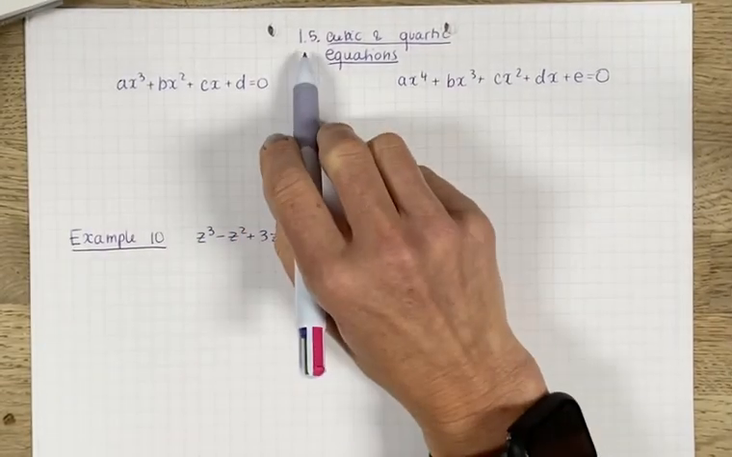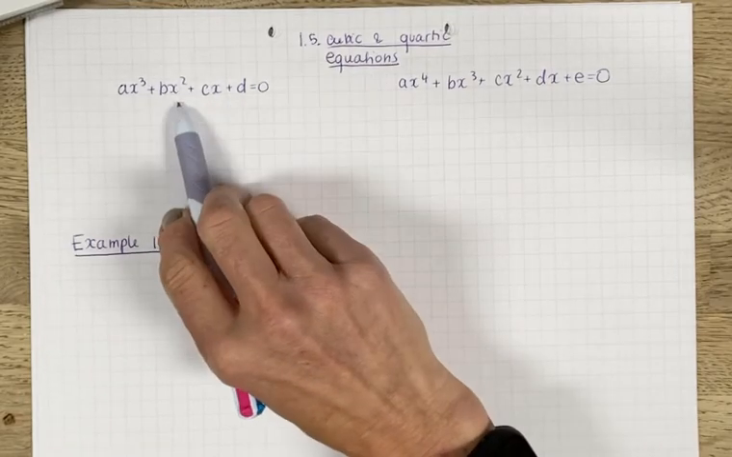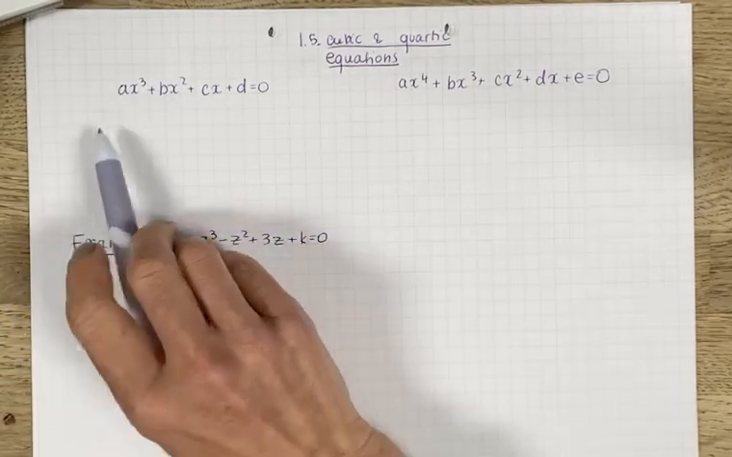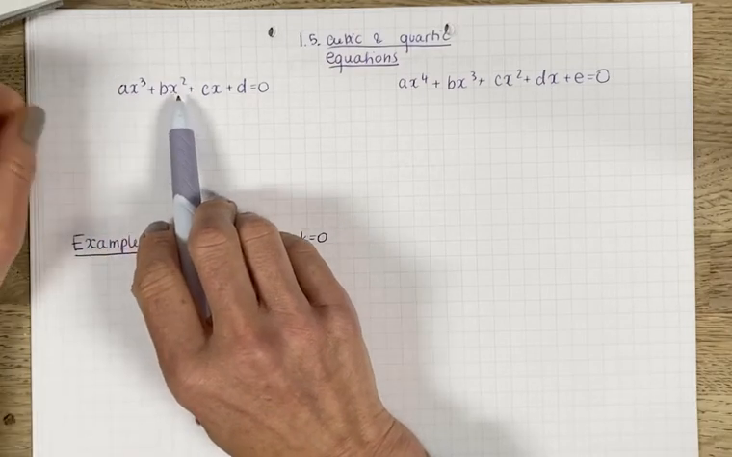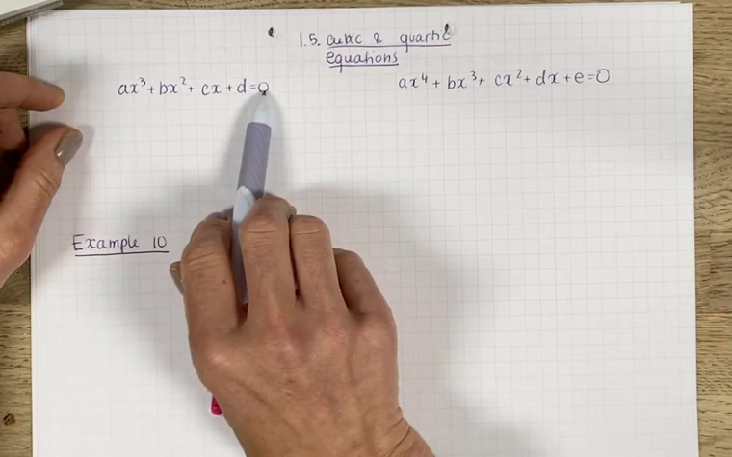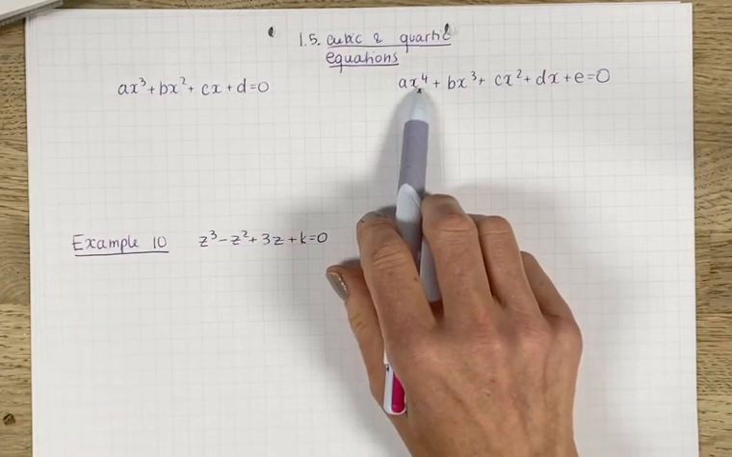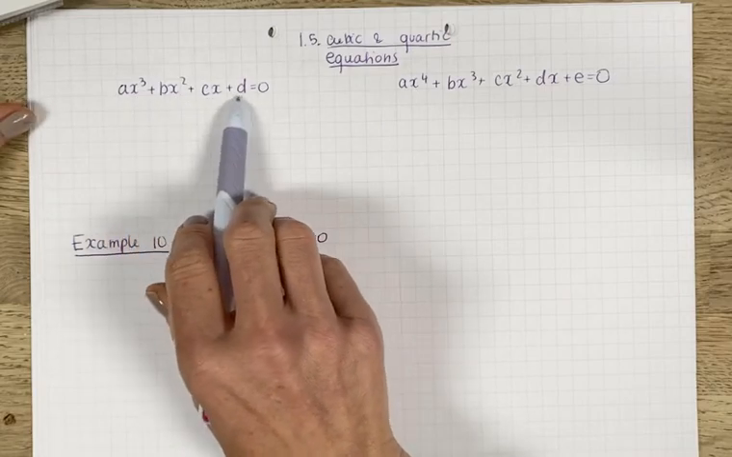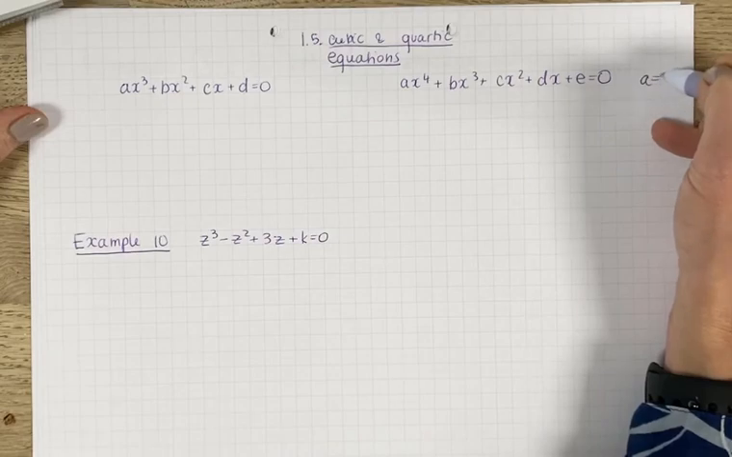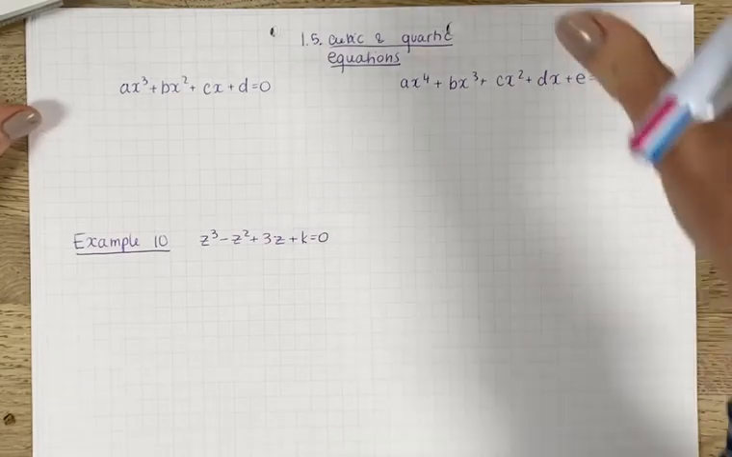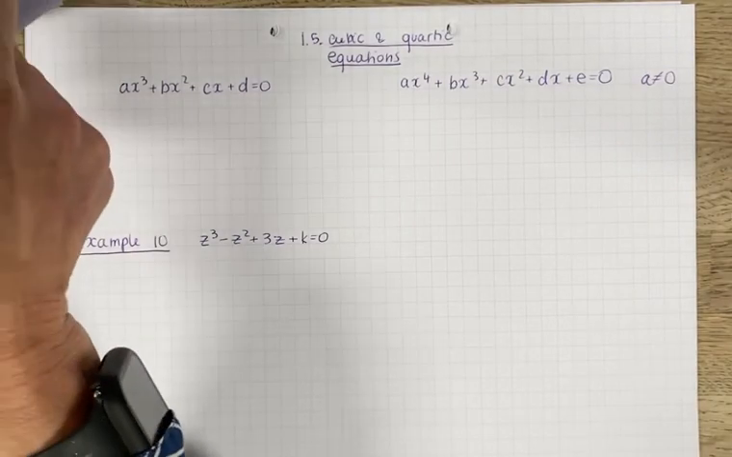Moving on to section 5.3, cubic and quartic equations. So a cubic equation is of the type ax cubed plus bx squared plus cx plus d equals 0, and the quartic has got the highest power of 4. Obviously, b, c, d could be zeros, but a must not be equal to 0 in either of these, because if it is, then they stop being either a cubic or a quartic equation.